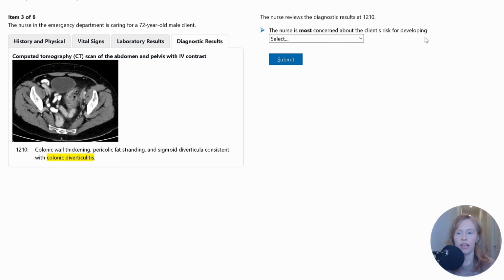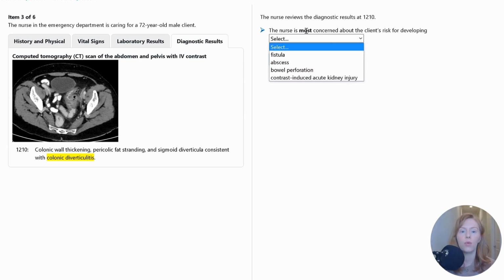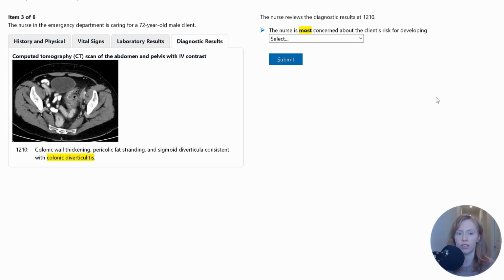So in question 3, we need to prioritize hypotheses, or remember, determine where do I start? What's most important? What's the biggest risk? Specifically here, we're asked, the nurse is most concerned about the client's risk for developing either a fistula, an abscess, bowel perforation, or contrast-induced acute kidney injury. So these are all actual risks that could occur with this client, but we need to identify what is most concerning. What is going to be most problematic if it occurs?